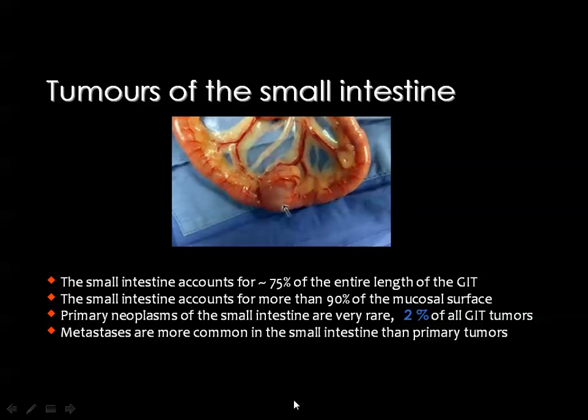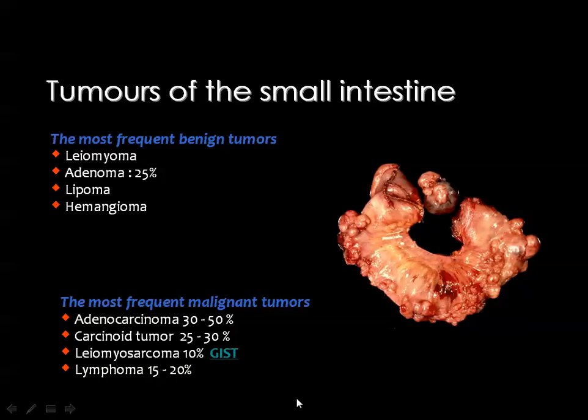Finally, we came to the issue of small bowel tumors. The small intestine accounts for about 75% of the entire length of the gastrointestinal tract, and more than 90% of the mucosal surface of the gastrointestinal tract. However, the primary neoplasms of the small intestine are very rare and represent about 2% of all gastrointestinal tumors. And also metastases are more common in the small intestine than primary tumors.